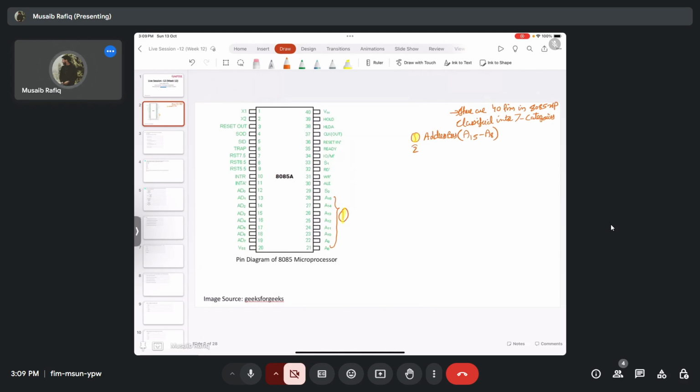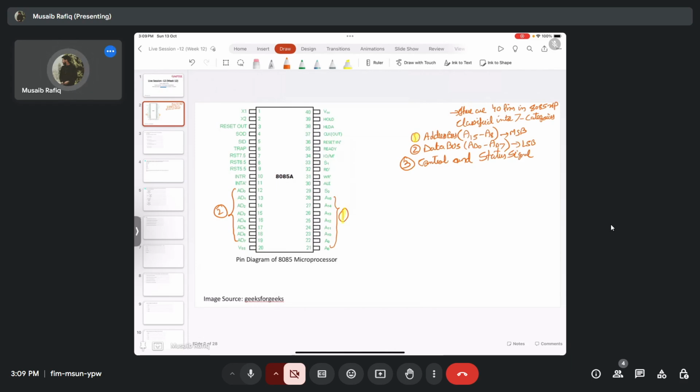Then your second is your data bus, which are your AD0 to AD7. These contain the least significant bits of the 8-bit data and address. The third category that we have here is control and status signal. I forgot to mark, so these are your data bus.